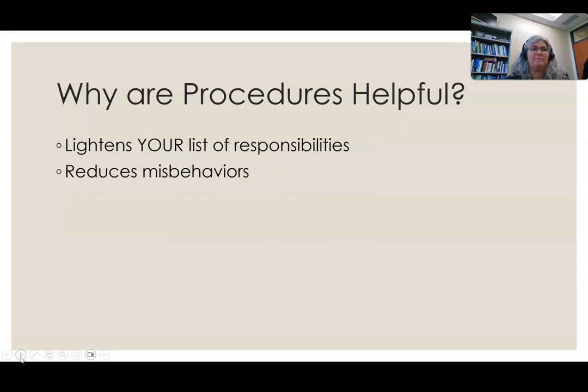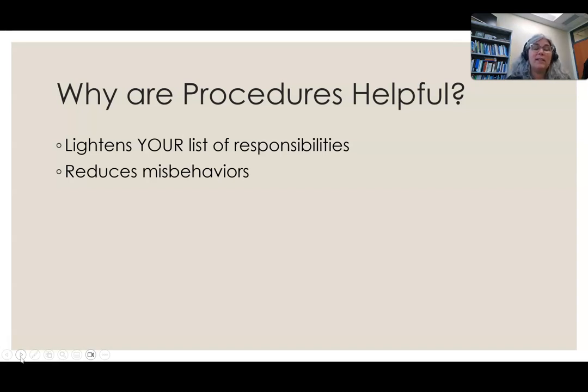Some other ways that procedures can be helpful: it lightens your load. As a teacher, you already have enough responsibilities. Perhaps there are some easier ways you could do things like handle taking attendance, handle getting students ready to go to lunch, dealing with bathroom passes.